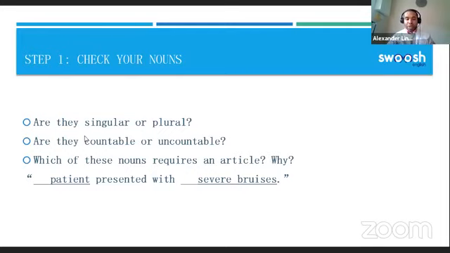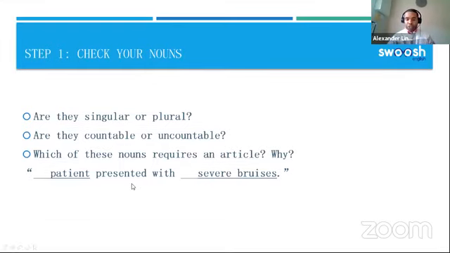Okay, so some good responses here. Let's clarify then. So we should be putting potentially an article here. It would be the patient presented with severe bruises. So we need to use the definite article for the patient. So well done for those who said that. But there is no article with severe bruises. And why is the question? If you put something different to that, well, let's have a look. We're going to have a look at why now.